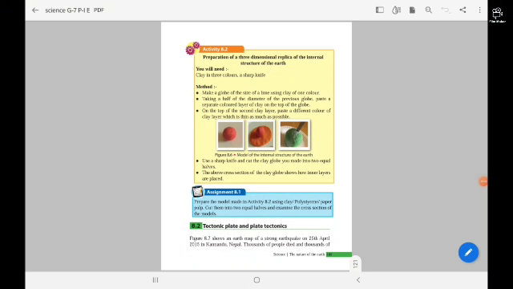Welcome to our science lessons. Today we are going to do tectonic plates and plate tectonics. This word is very funny, no? Tectonic plates and plate tectonics. So we see what they are.